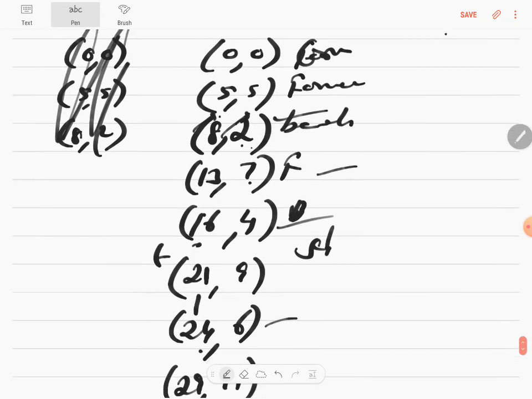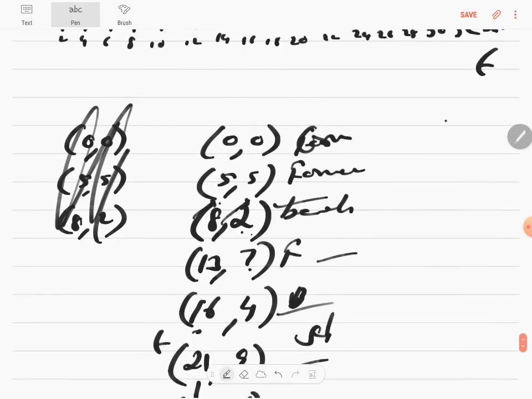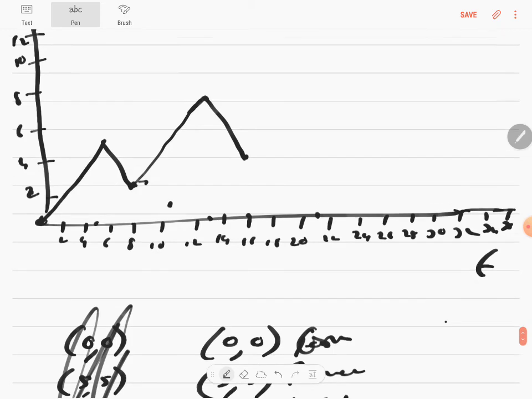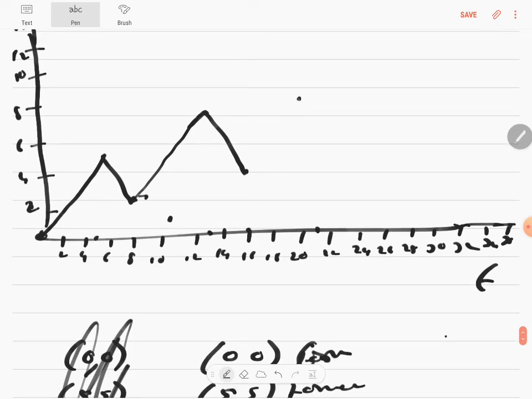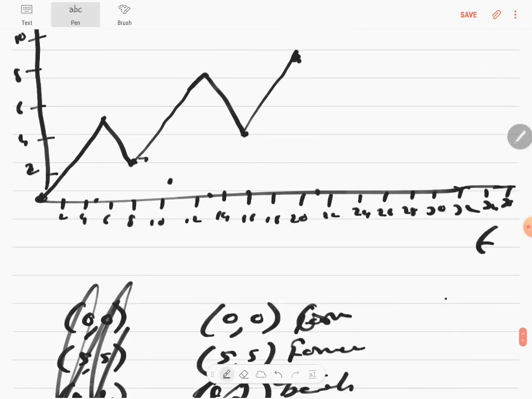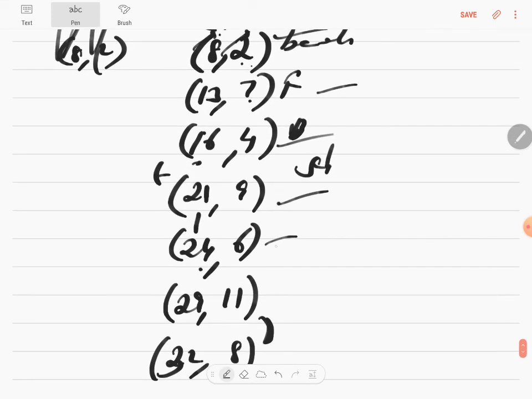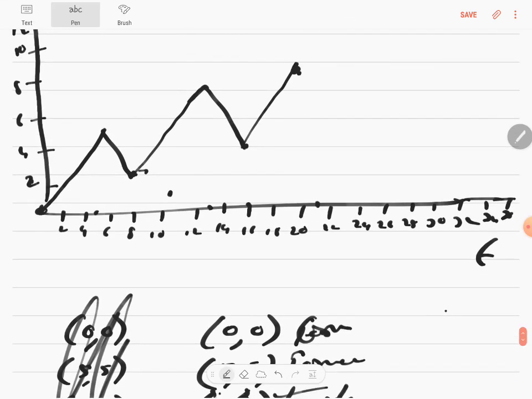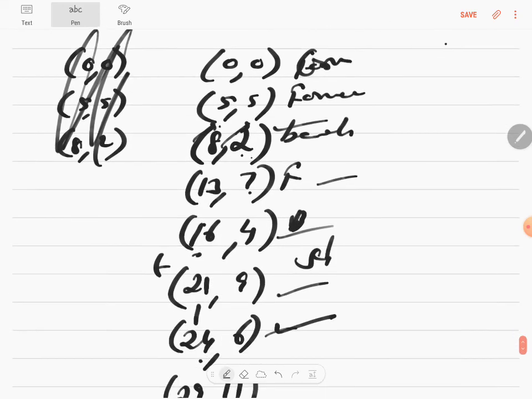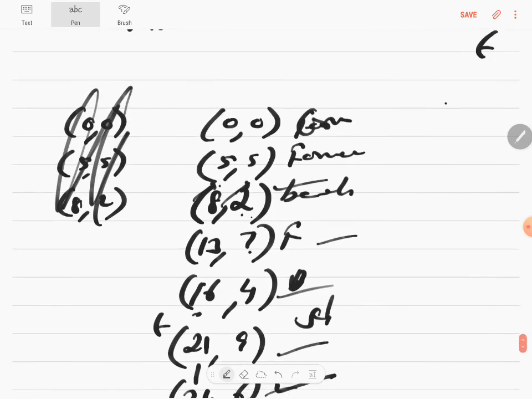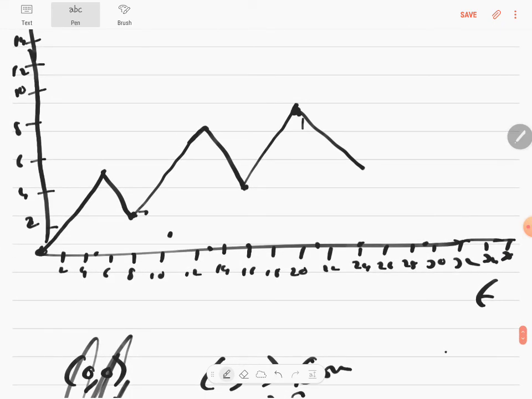Next, 21,9. 21 is here. 9 is after 8. Yeah? So it has to go slightly like a ladder. Can you see? This zigzag. Yeah? Next, 24,6. 24 is here. 6 will be here. Yeah, so it will be like this. Yeah. Next, 29,11. 29 is here. 11 will be there. So it will be like that. You have to continue like that.